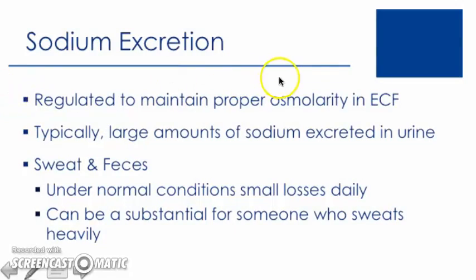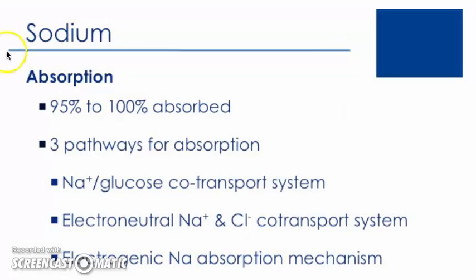Sodium excretion, so we'll talk a little bit about this process. It's regulated to maintain proper osmolarity in the extracellular fluid. Typically we have large amounts of sodium excreted in urine. Intakes are often higher than what is needed, so excess amounts would need to be excreted in urine. We also have some excretion of sodium in sweat and feces, but under normal conditions the amount excreted through these means would be relatively low. Some individuals are known as salty sweaters, so they excrete more salt through sweat, but this would not be the typical individual. We'll look now at the process of absorption.